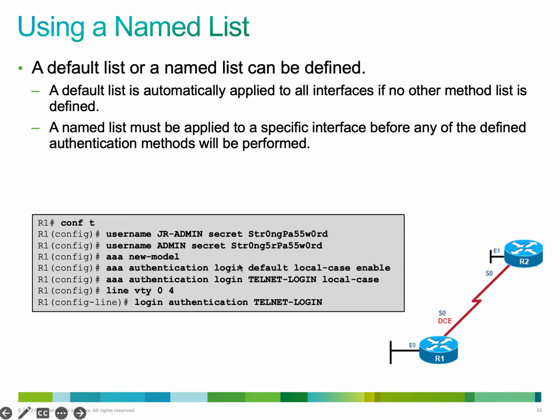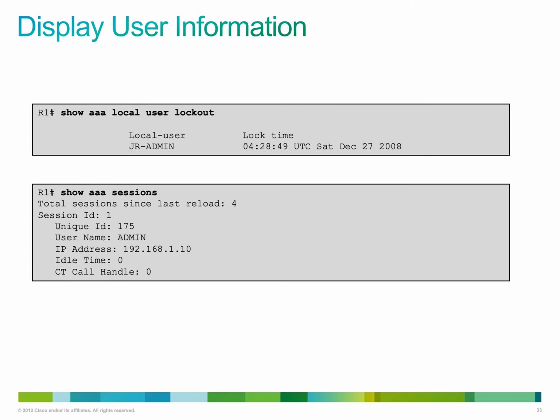Then Router1 config hashtag aaa authentication login TENANT_LOGIN local-case. Then Router1 config hashtag line vty 0 4. Then Router1 config-line hashtag login authentication TENANT_LOGIN. So you do all of this, then you have configured the named list, because you put the line vty 0 4. So you have to configure a named list so that the system can perform.